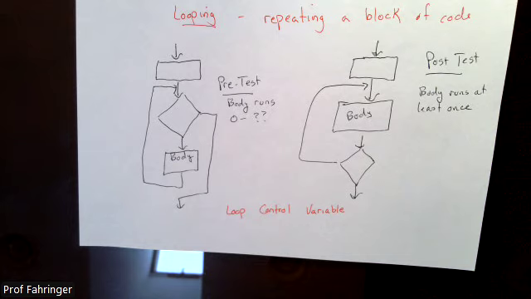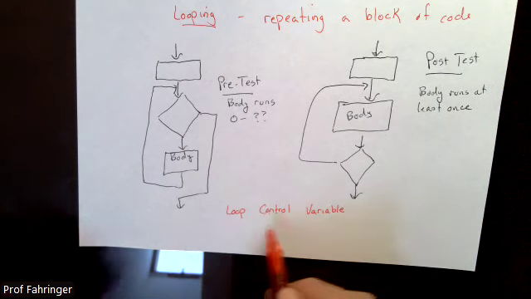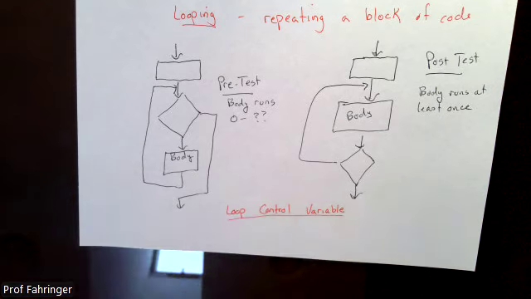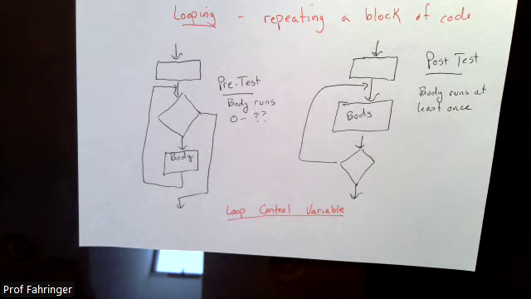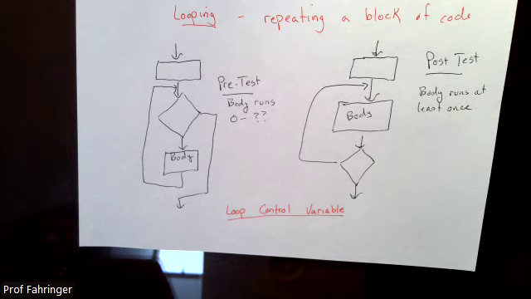Anybody have any idea what that is? What do we call the variable to control the loop? Look, right here it is. The variable to control the loop is a loop control variable. It's a variable. Okay. All right. So give me an example, sir.